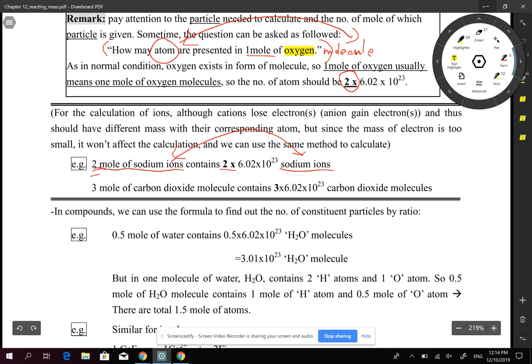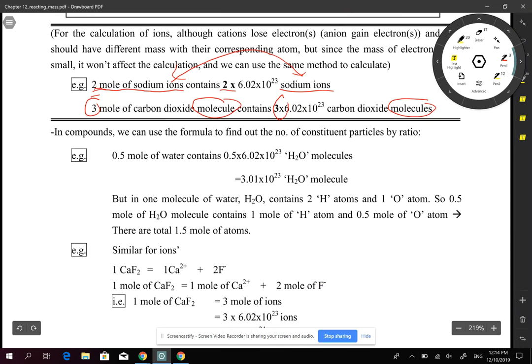Similarly, if you are given the molecule of carbon dioxide and you are asked to find out the molecule of carbon dioxide, just multiply 3 in front of it. They are talking about the same particles. Then the conversion is easy. Okay?